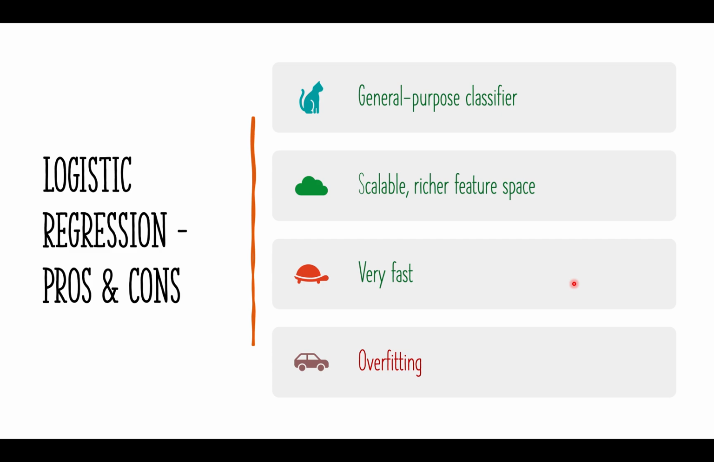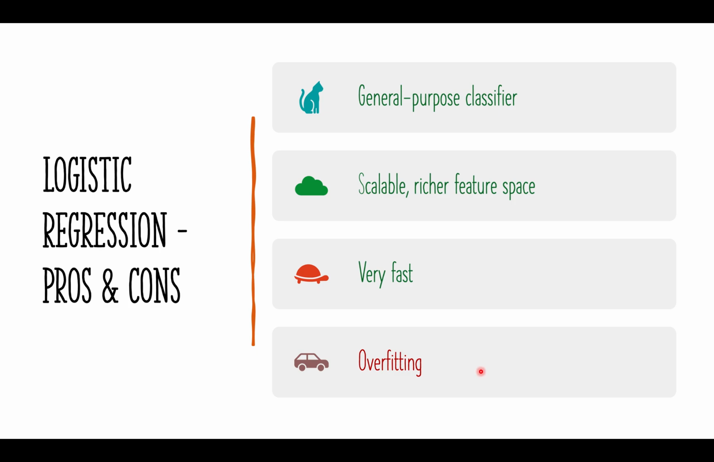Logistic regressions are also very scalable, and a richer feature space could be used, and it can be trained very fast. It is used, for example, for spam filtering, news message classification, website classification, product classification, or most classification with large sparse feature sets. But it is not all good and rosy.